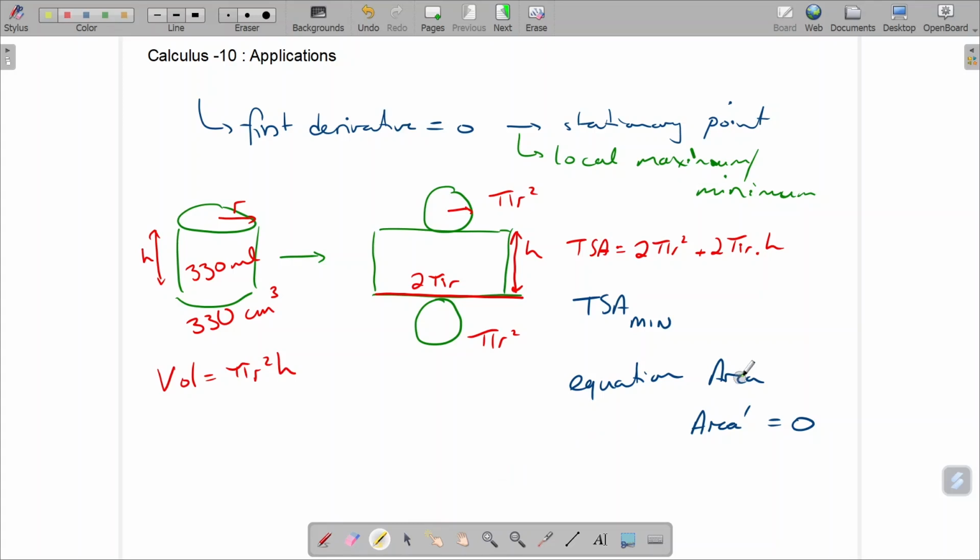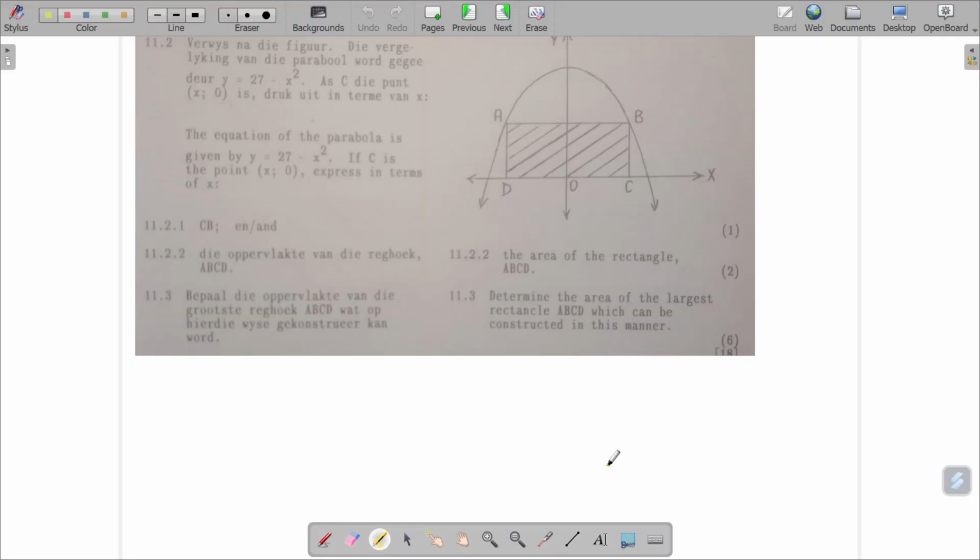So the trick here is to think about this problem. If they're talking about minimum area, then we want to find an equation. Step 1 is to find an equation for the area, and step 2 is to take the first derivative and make that equal to naught. Okay? Now it is not always area. It can be a whole range of different things. But what I'm talking about here is how this notion of a first derivative can be used to find a local maximum or local minimum, which has crucial importance in a whole range of applications in the real world.